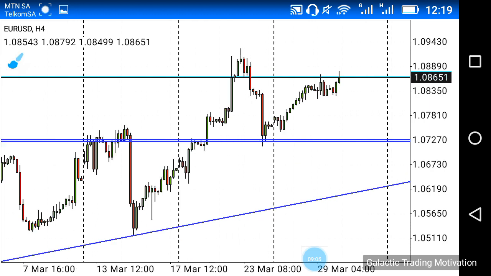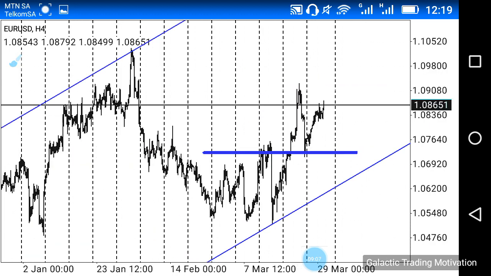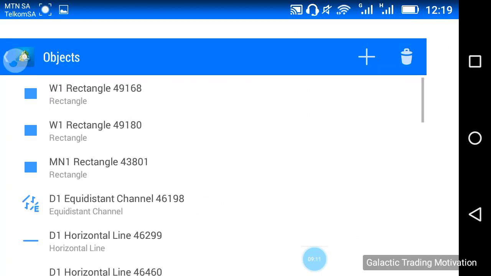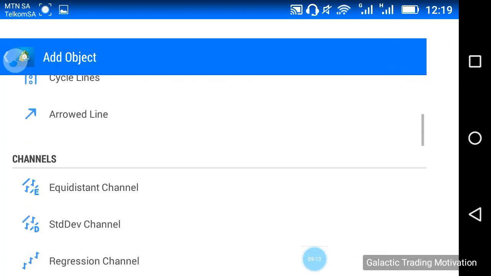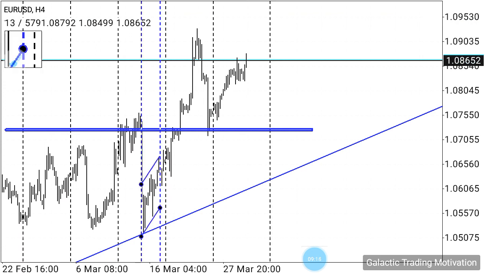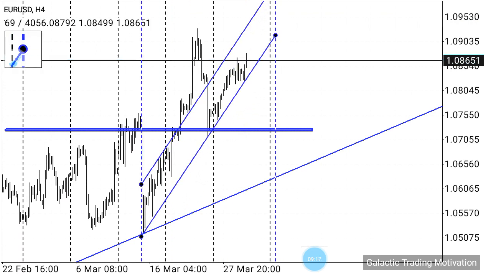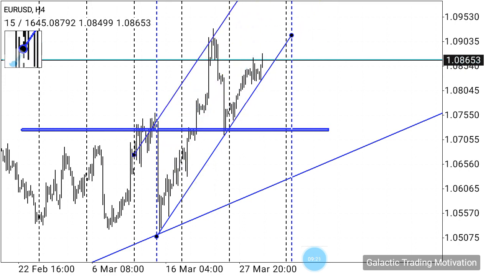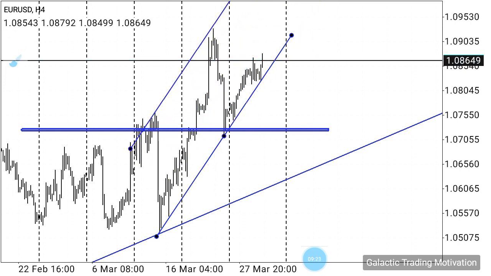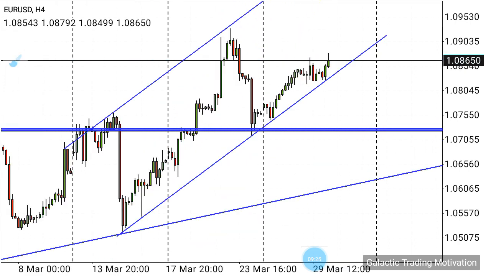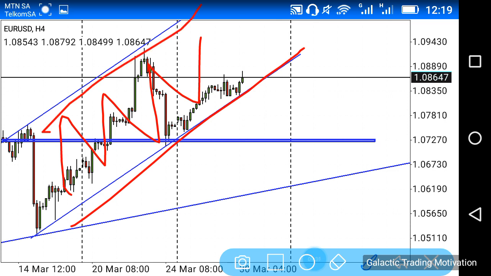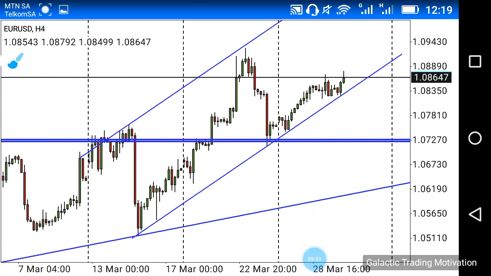Anyway, let's zoom in, guys. What else do we see? In fact, before we continue, I just want to add my H4 channel as well. Just bear with me. There we go. And we can also see that in regards to the H4 chart, we are in an upward trending market, right? We are in an upward trending market. Anyway, let's zoom in and see what happens.